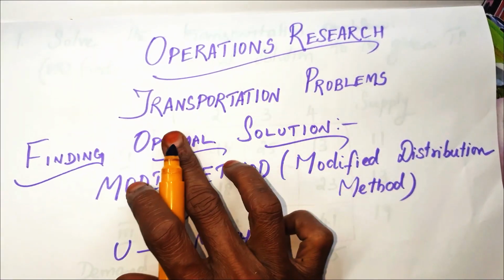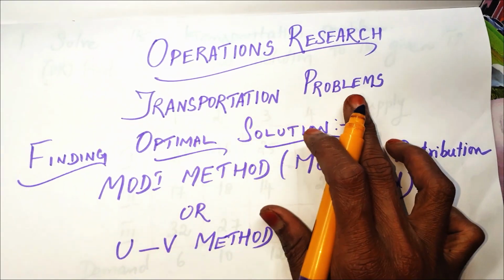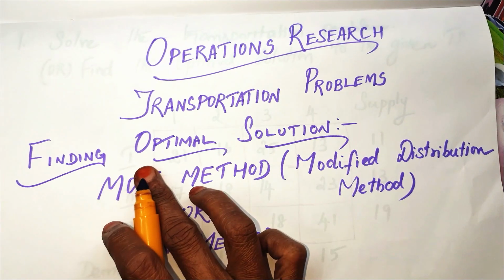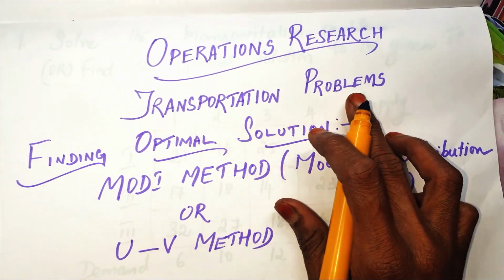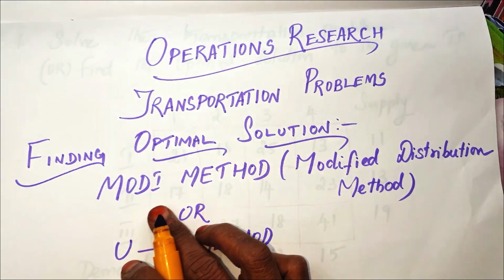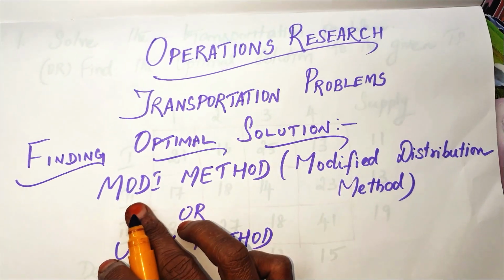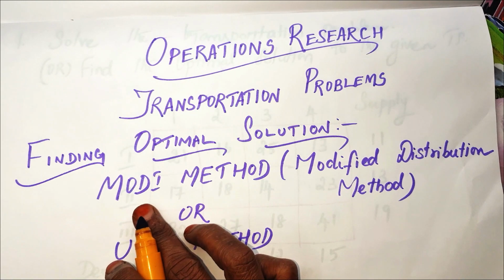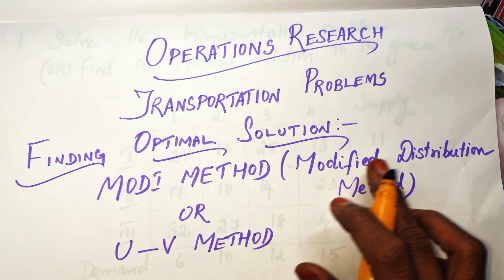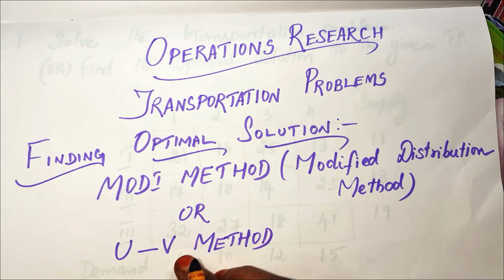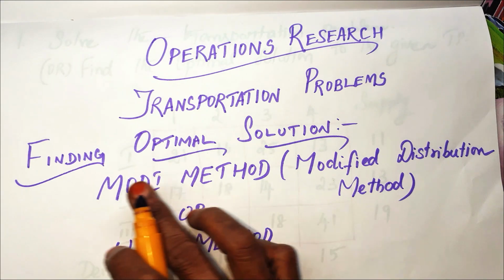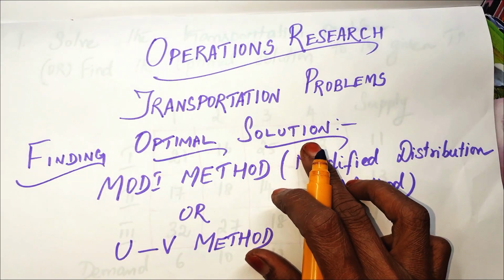Hello students, now we are going to see transportation problems. We are going to see how to find the optimal solution of a given transportation problem. For that we have only one method. It is called Modi method, and the expansion for Modi method is modified distribution method. It has another name, UV method. So using this method we are going to find the optimum solution.